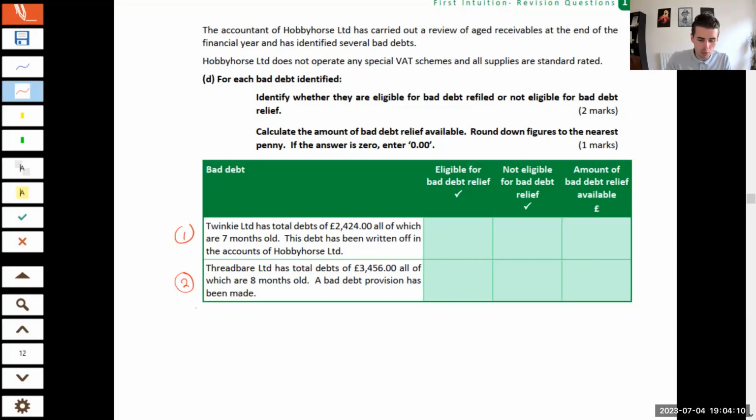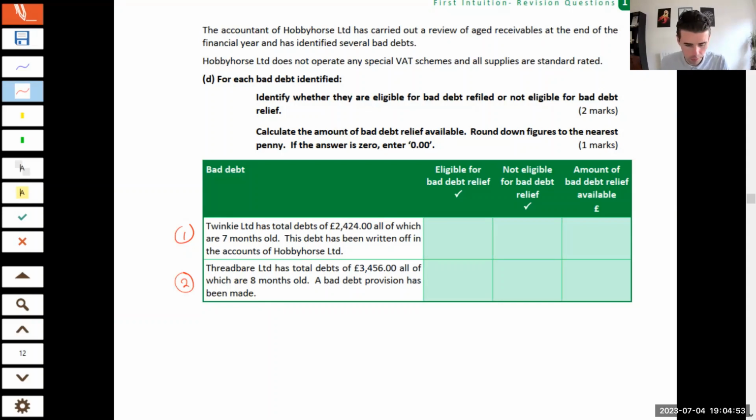So for number 1, Twinkie Limited, £2,424. So again, I need to make sure I'm comfortable with the processes and the procedures of when a bad debt can be written off, okay? But you probably know what I'm going to say, don't you? What if I told you that there was a really handy resource that you get in the exam that will tell you the rules for bad debt relief? Shocker alert, in the reference material, I believe it's like point 13, 12-ish, there is the rules on bad debt relief, okay? So you can use the reference material for this.